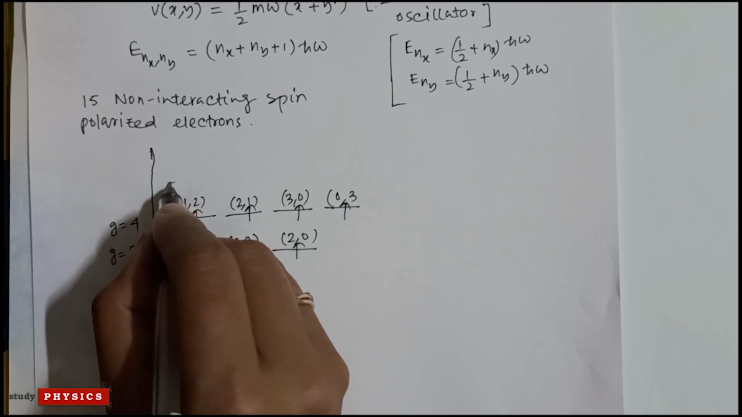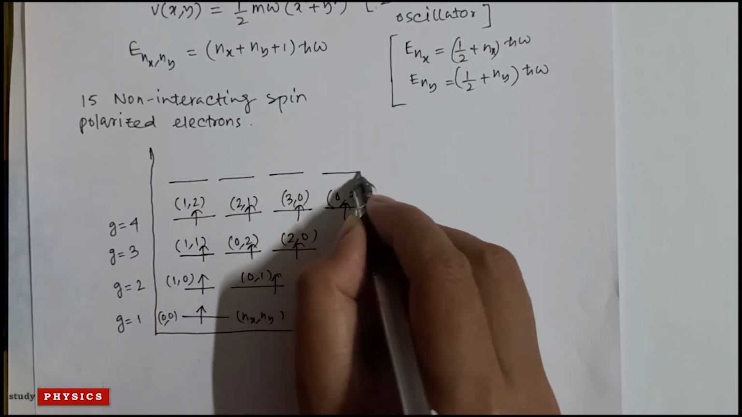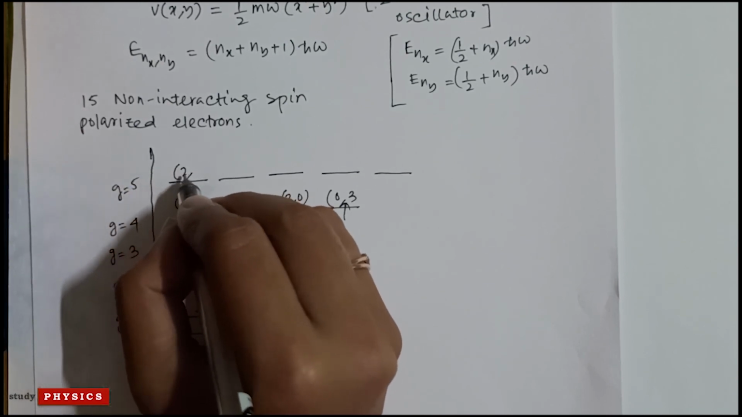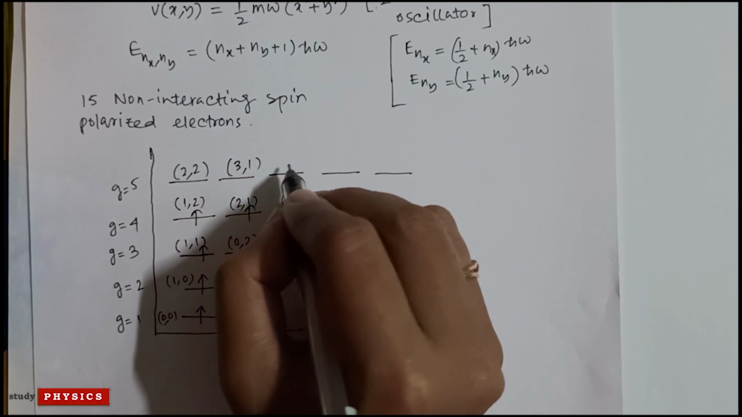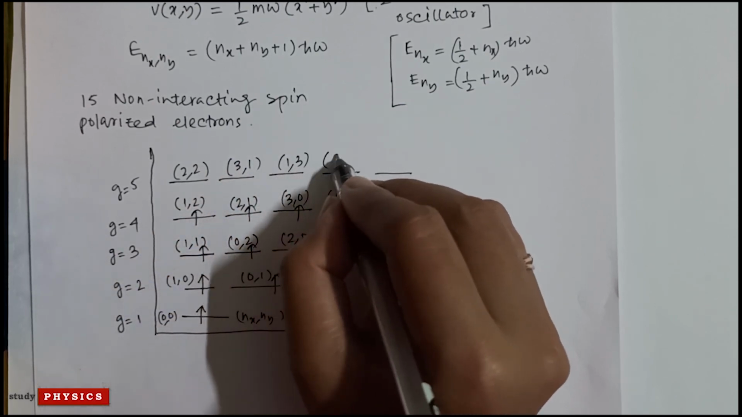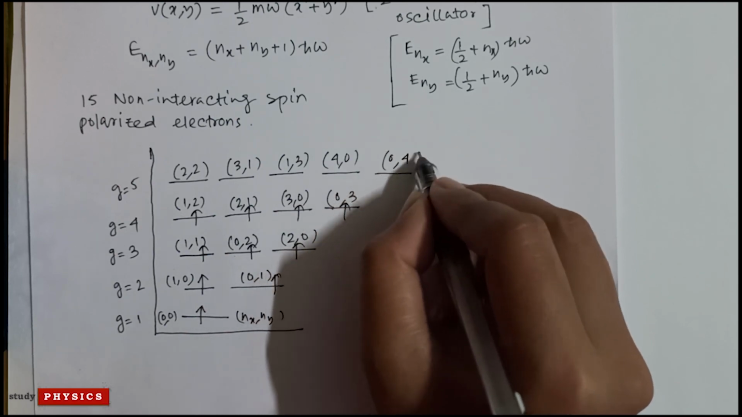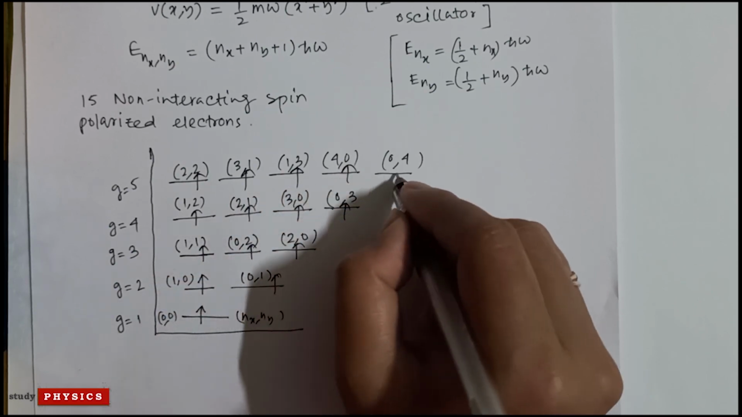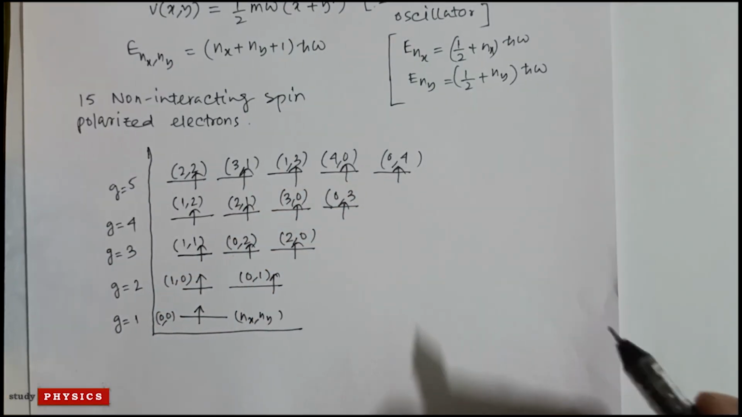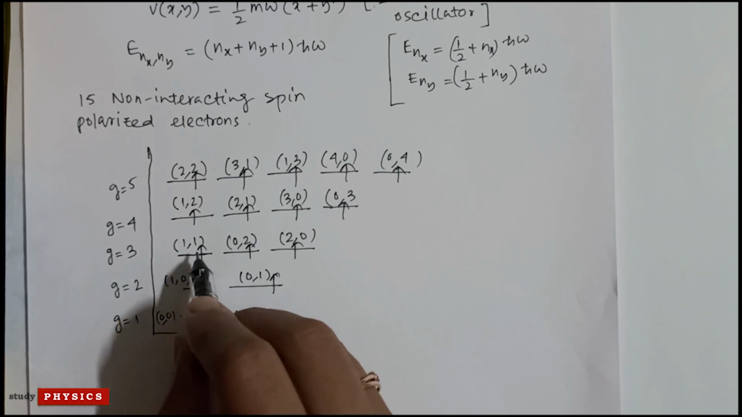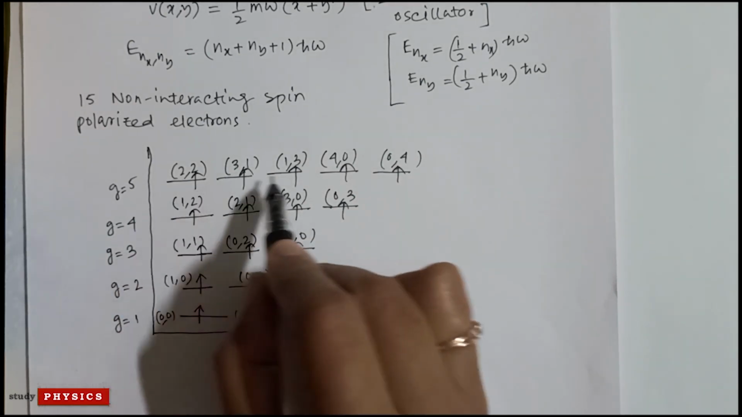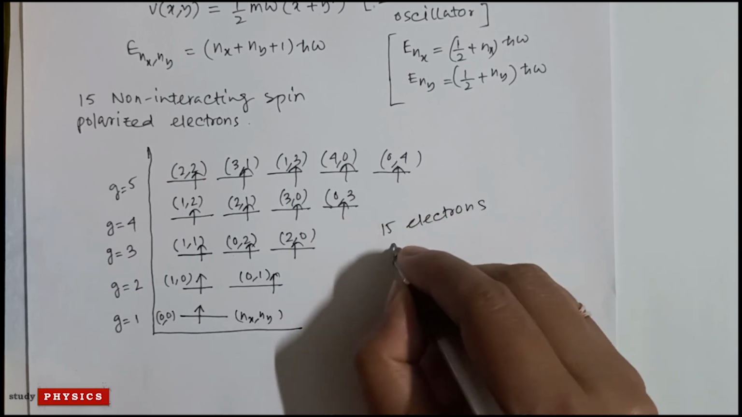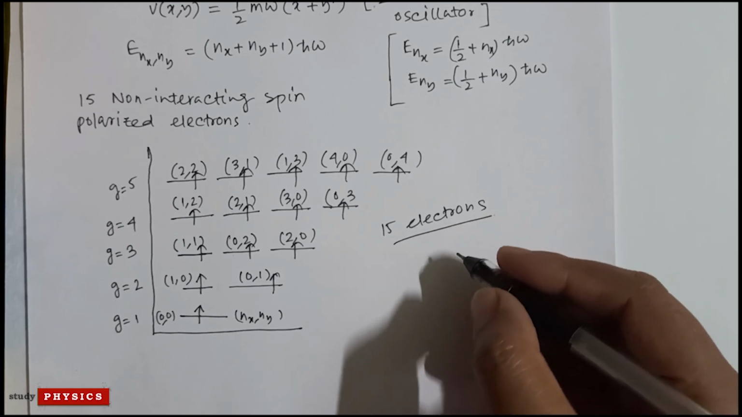and in the fifth state degeneracy is 5, so 2 2, 3 1, 1 3, 4 0 and 0 4. So counting 1 2 3 4 5 6 7 8 9 10, and this is 5, so total 15 electrons. And spin polarized electrons means that the direction of the spin is fixed.